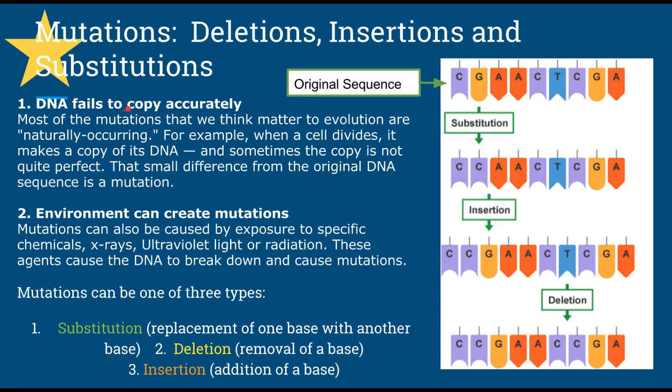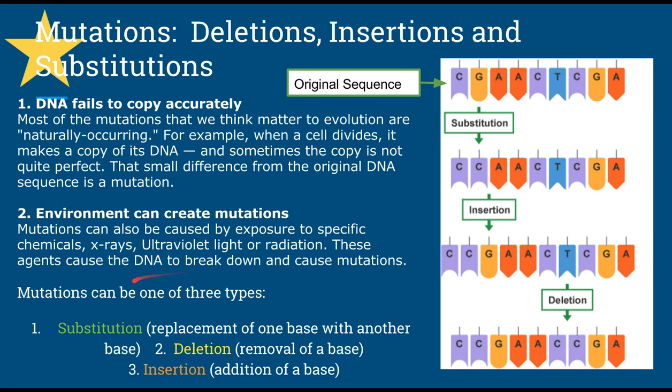So you can get DNA mutations two ways. Your DNA fails to copy accurately, or environmental. The environment can also create mutations. So, for example, mutations can be caused by exposure to chemicals, X-rays, ultraviolet light, radiation. All of these things cause the DNA to break down and cause mutations.